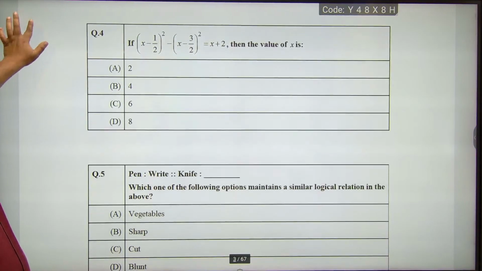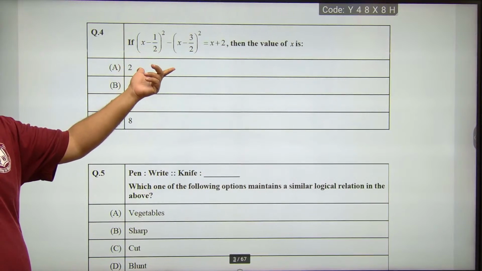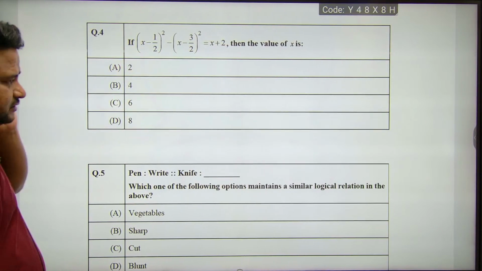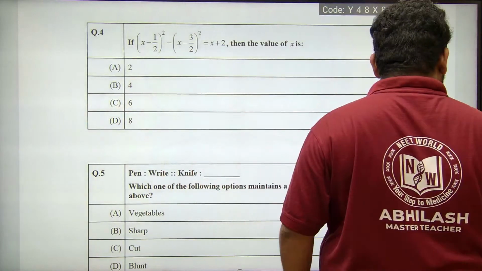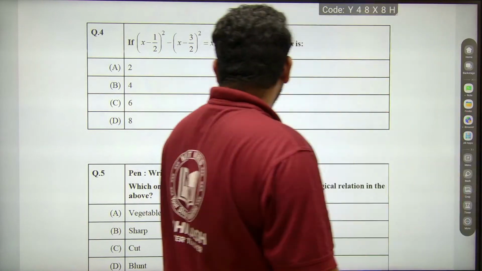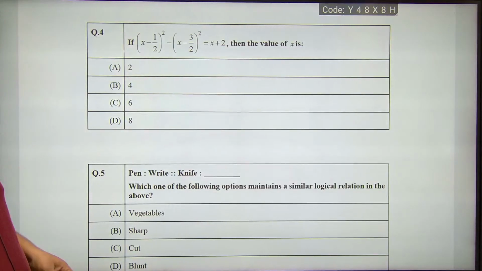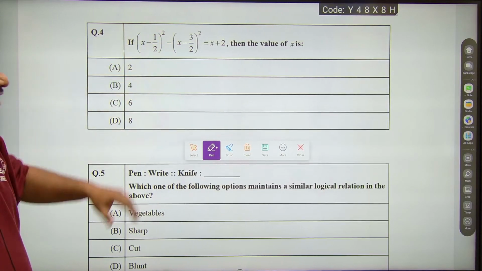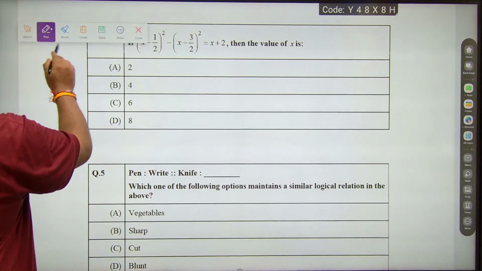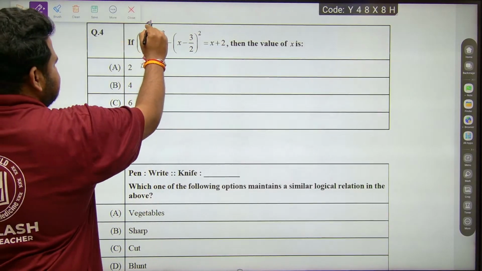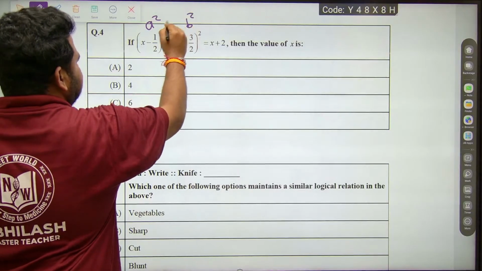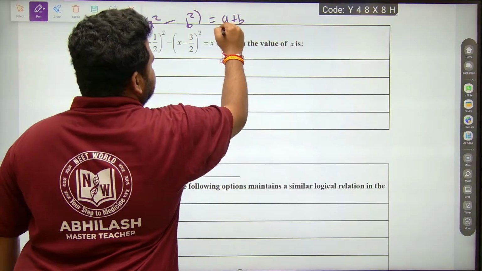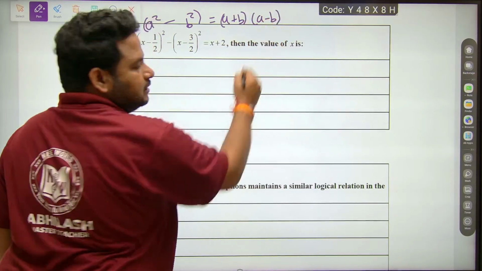Every time they are asking one algebraic equation, and they are asking us to find the value of x. Looking at it, either you can directly expand using the a minus b whole square formula, or observe carefully and simplify it further. This is a square, and this is b square. So for a square minus b square, I can apply the formula a plus b into a minus b.